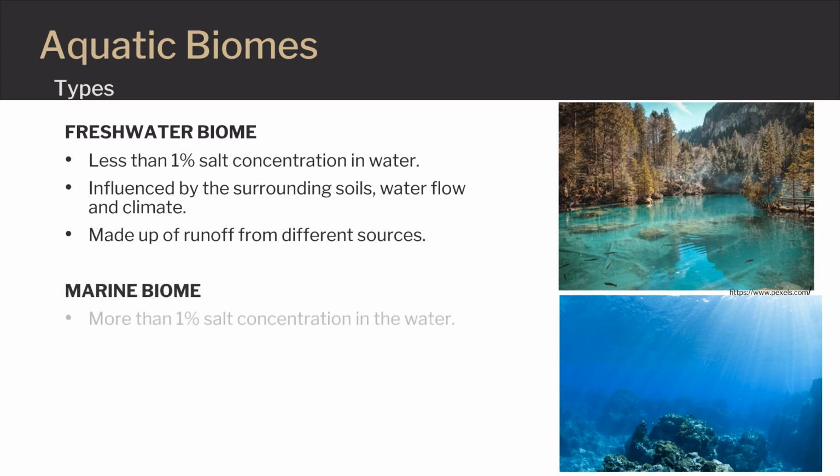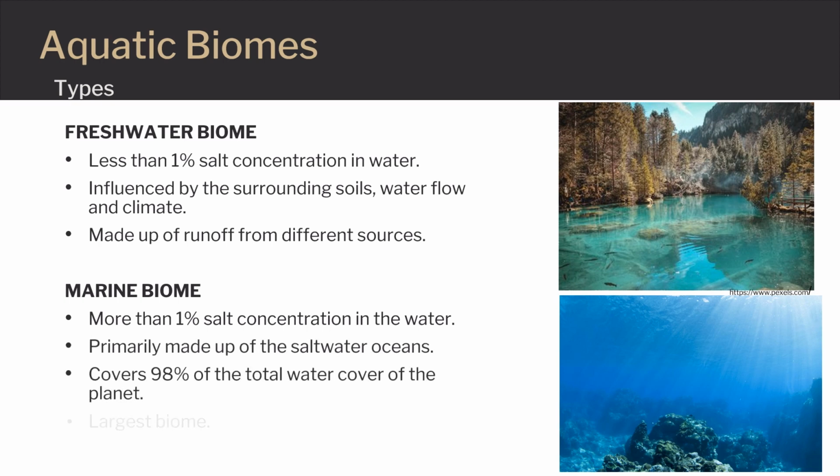Marine biomes have high levels of salt concentration in the water, more than 1%. They're primarily made up of the saltwater oceans. Aquatic species that live here include sharks, swordfish, tuna, clownfish, and a whole lot more.